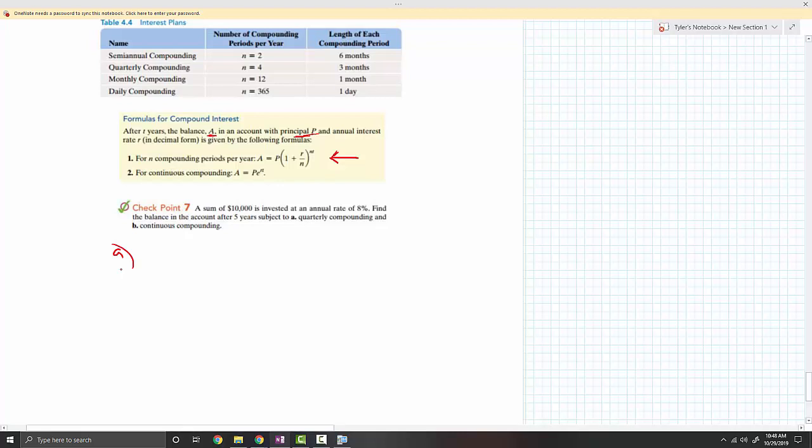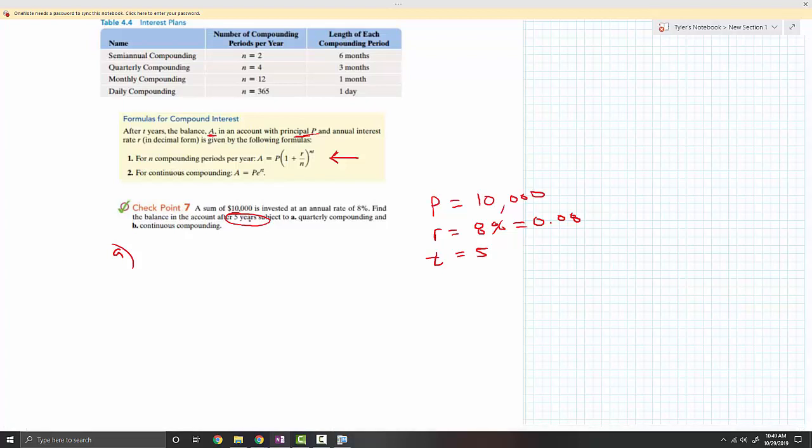So what we know is that the principal equals 10,000, right? We're also given r, which is 8%, which we can represent as a decimal as 0.08. And then we're also told that t equals 5 years. So if t was given to you as 10 months, you would have to turn that into years in order to plug into the equation, right?